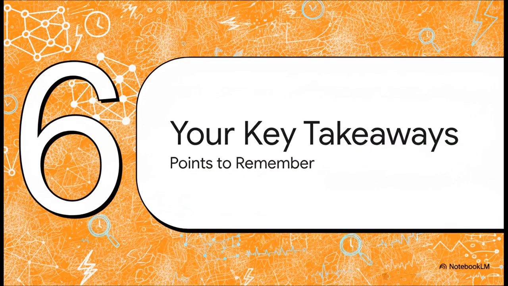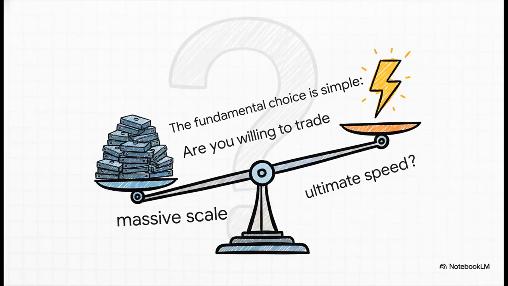Okay, we have covered a lot of ground, so let's boil all of this down. What are the absolute key things you need to walk away with? If you remember absolutely nothing else, remember this. The decision between Memgraph and other graph databases really boils down to one fundamental choice. Are you willing to trade potentially massive scale for the absolute ultimate in query speed? That's the central question you have to ask yourself.